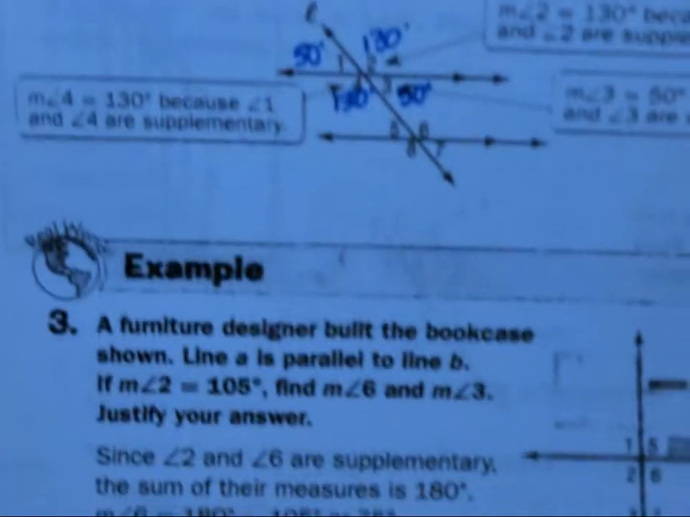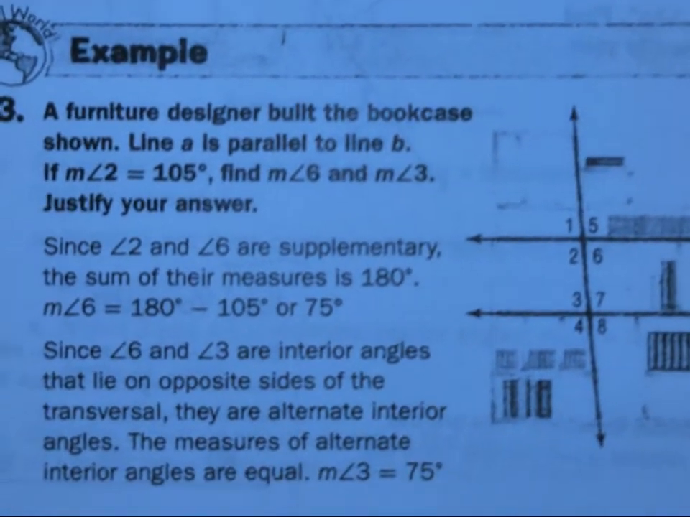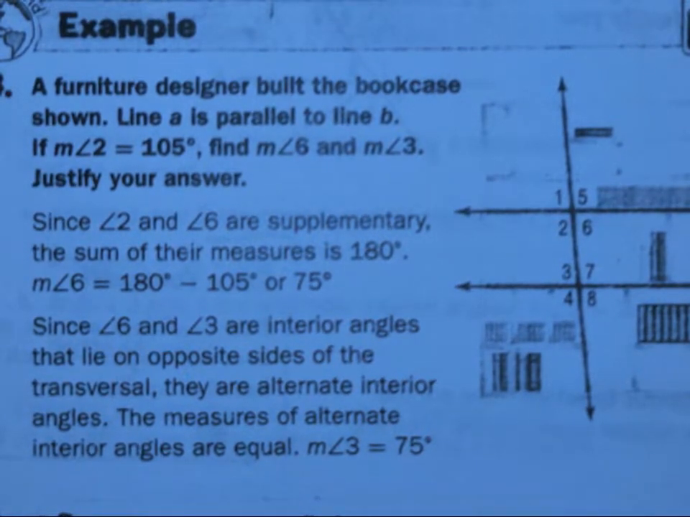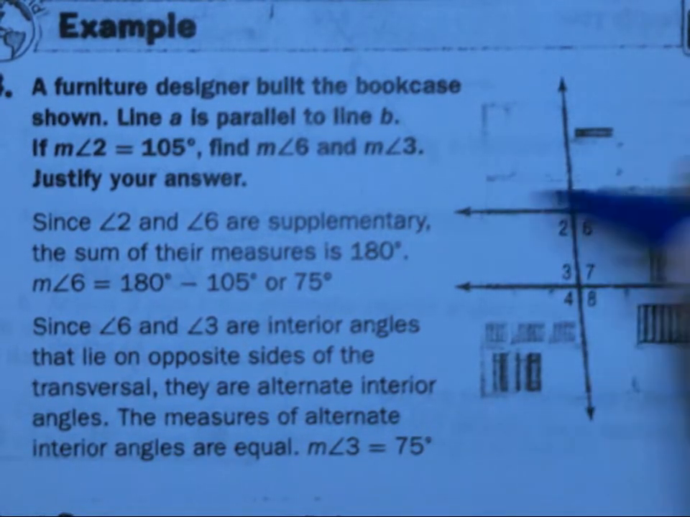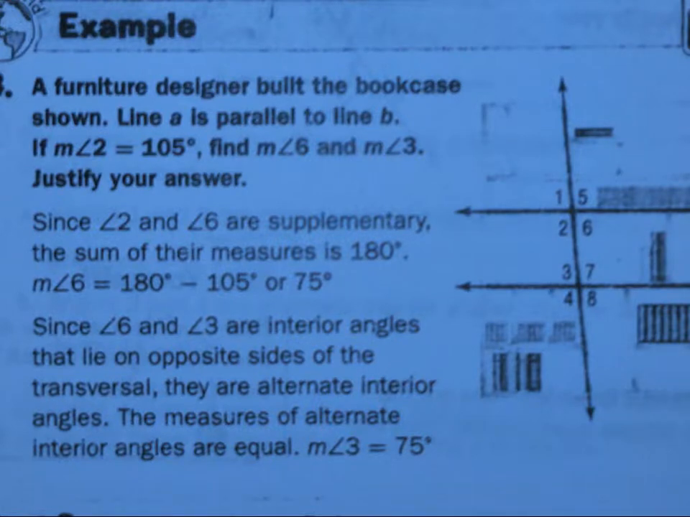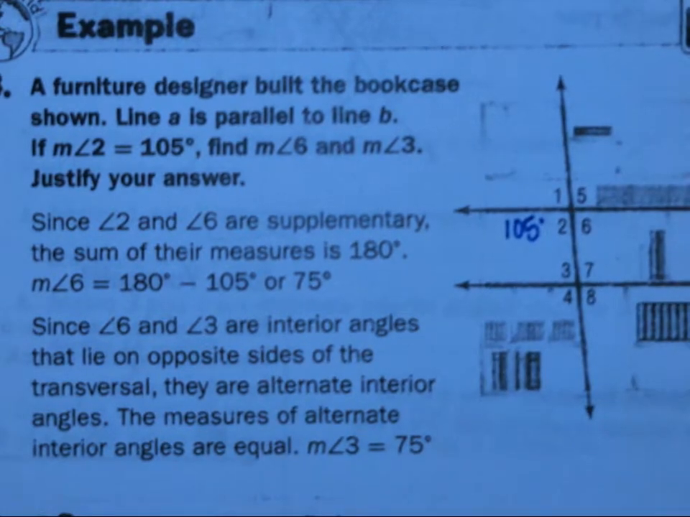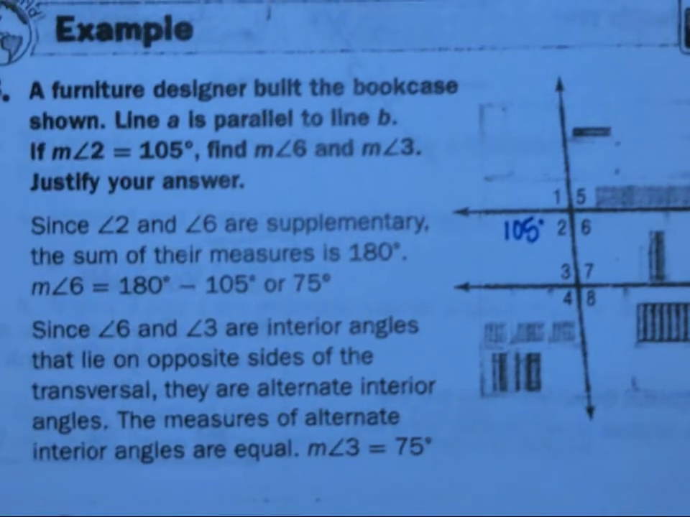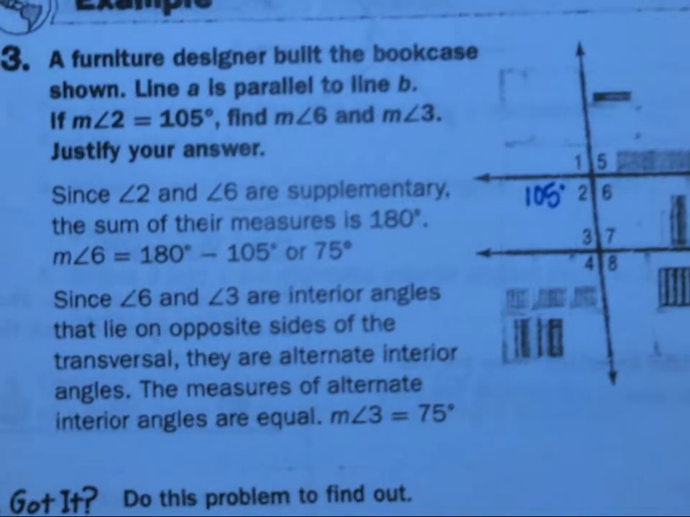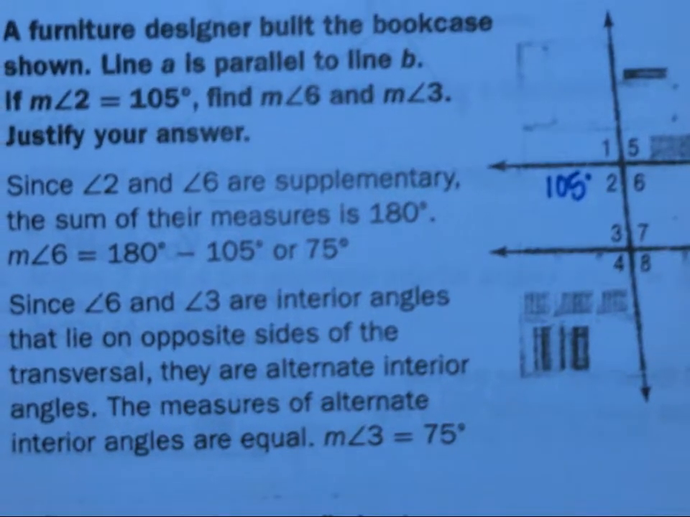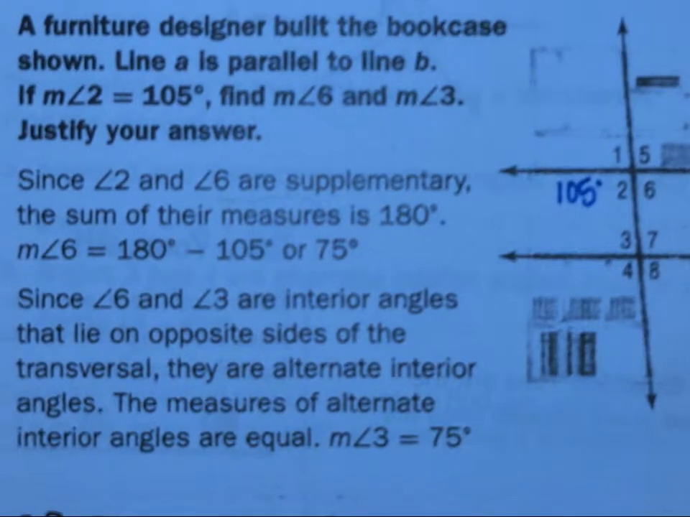Okay. Look at example number 3. It says a furniture designer built the bookcase shown. Line A is perpendicular to line B, and measure of angle 2 is 105 degrees. Okay, so I can go ahead and fill that in. They want us to find the measure of angle 6 and the measure of angle 3. Of course they've already done the work for us, but we're going to go through and figure out how they got their answers.